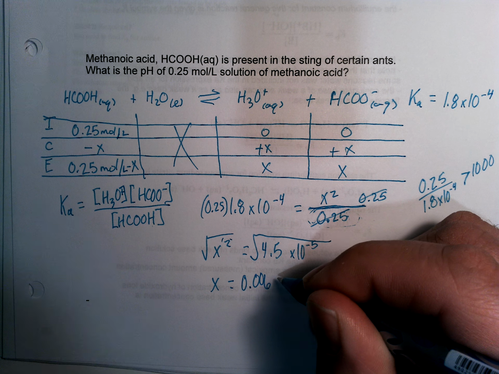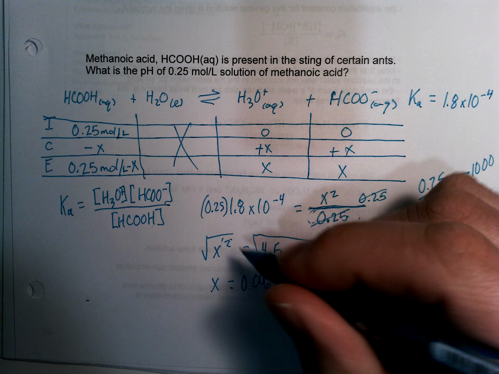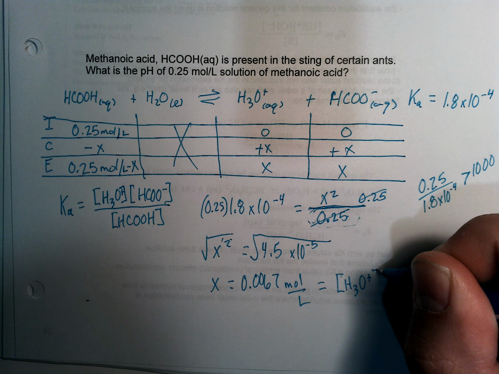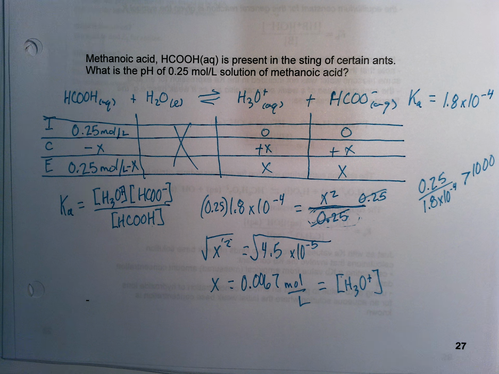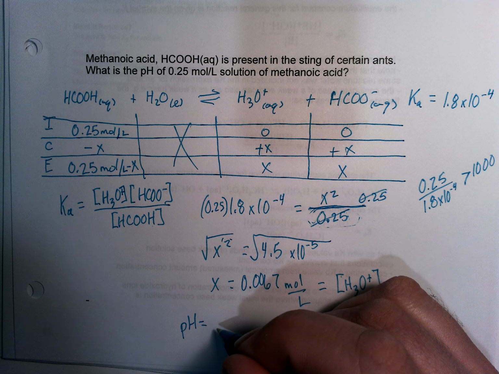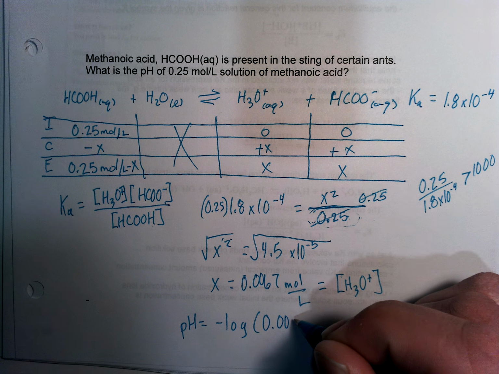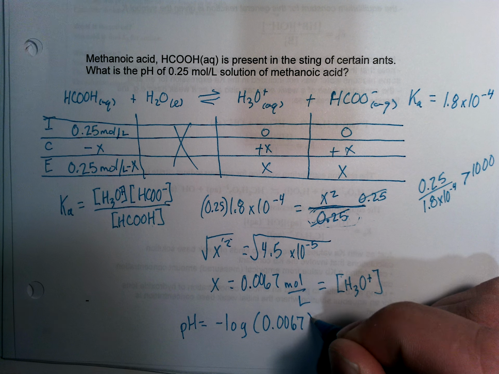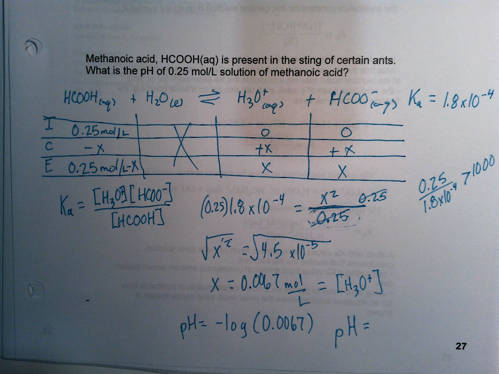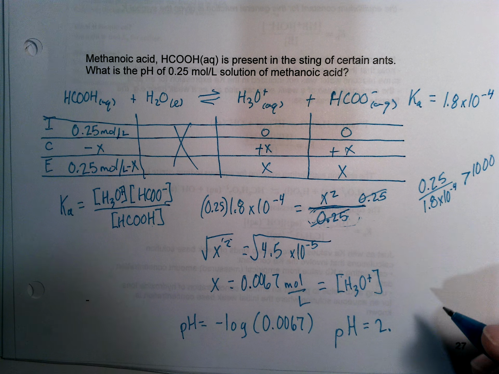Okay, and this question's asking for the pH. Again, pH is equal to the negative log of my hydronium concentration, so 0.0067. So my pH will equal 2, and for significant digits, I have 2, so that means I'm going to have 2 digits after the decimal. So 2.17 is my pH.